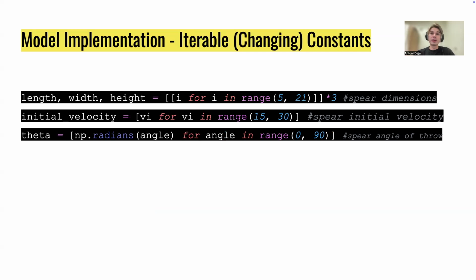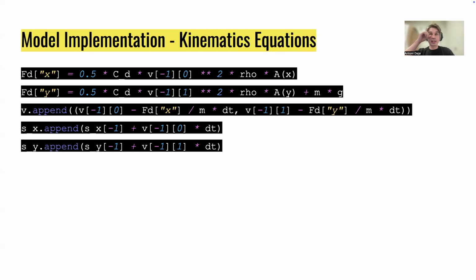And here are a few of our iterable constants. Length, width, and height of the cone range from 5 to 20 centimeters. The initial velocity ranged from 15 to 30 meters per second, and theta ranged from 0 to 90 degrees. Here are our kinematics equations.